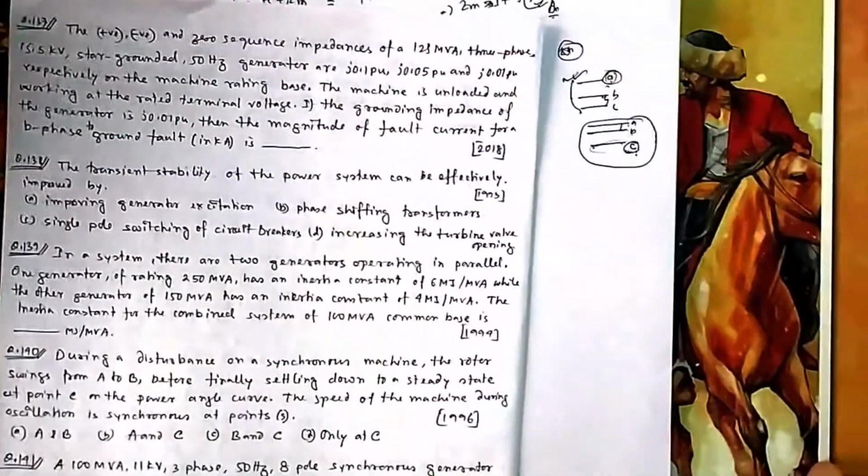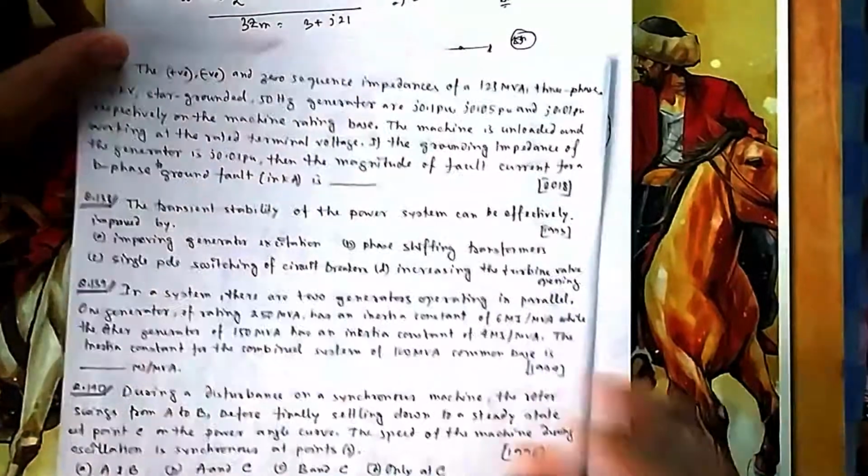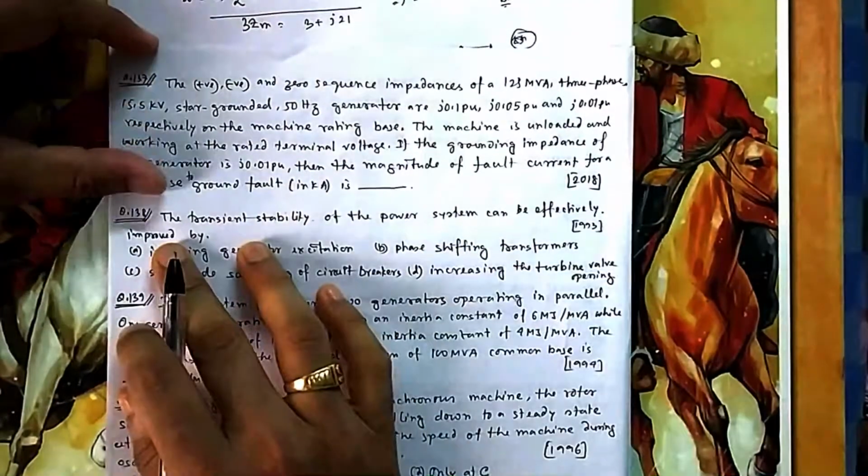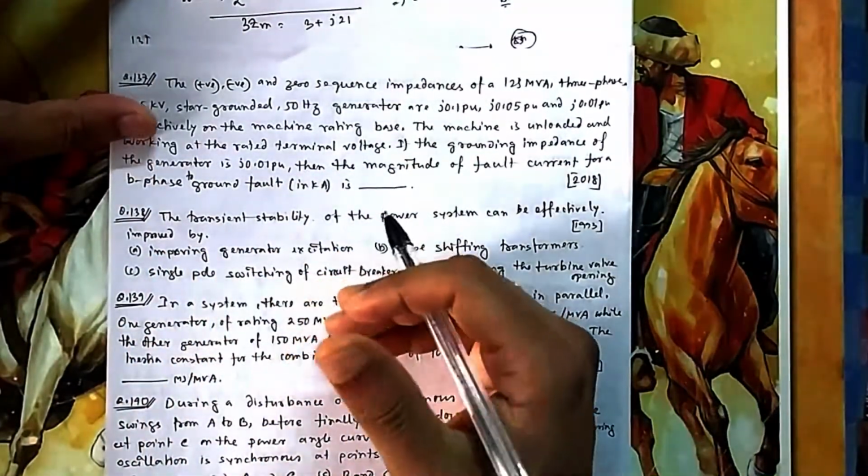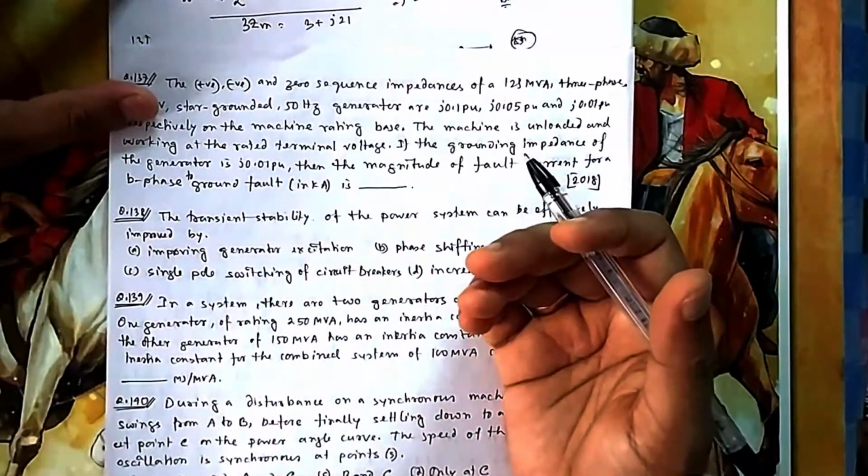Now if you come to 138, the transient stability. Now it comes to the stability of a power system can be effectively improved by. So the transient stability is about a sudden change in load or a sudden change in mechanical input or output.